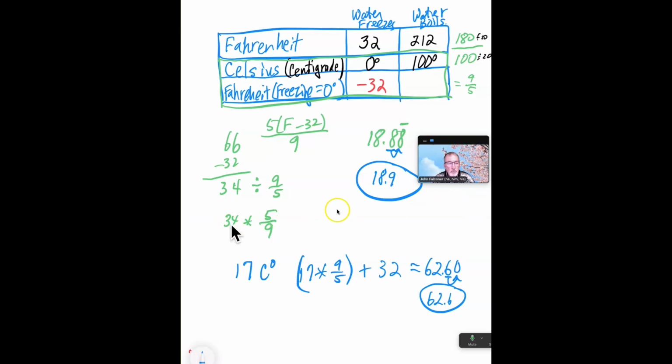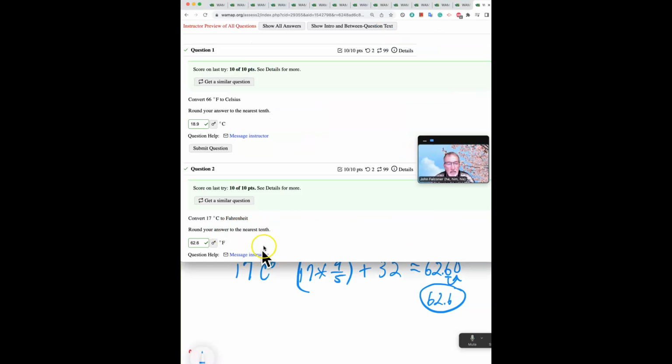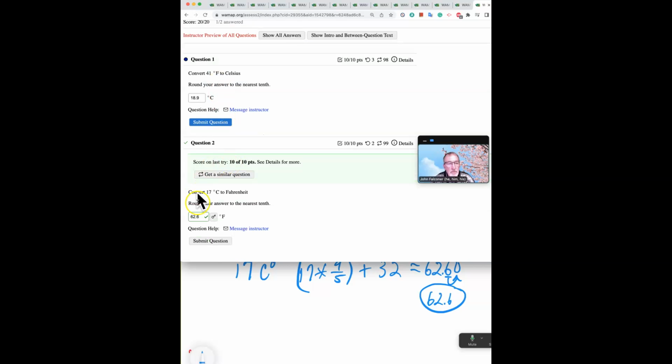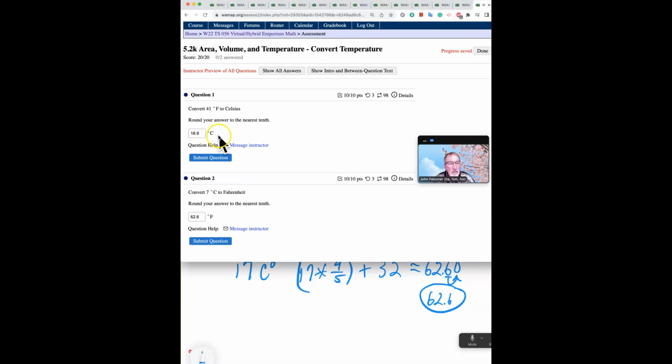And if you run into trouble, just click on that message instructor button, and I'll try to get back to you within 24 hours. Go ahead and run a couple of similar questions. If you want, you can use these and see how you do. Oops, these are not the correct answers for those. They didn't get reset. So go ahead and try this: 41 degrees Fahrenheit to Celsius and 7 degrees centigrade to Fahrenheit. Give those a try and see how you do.